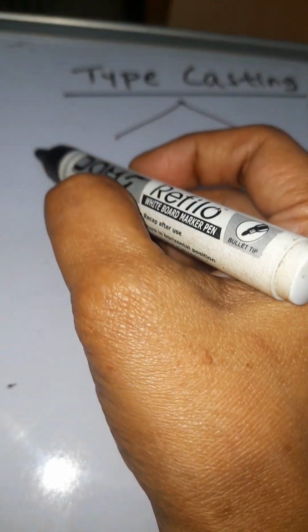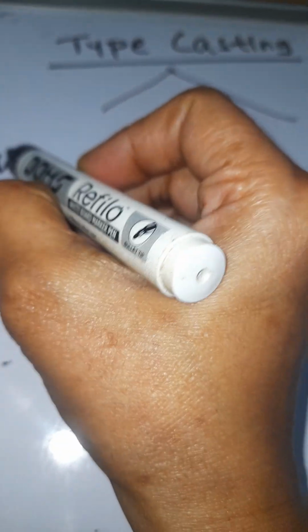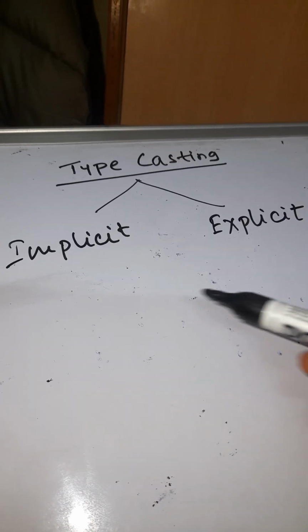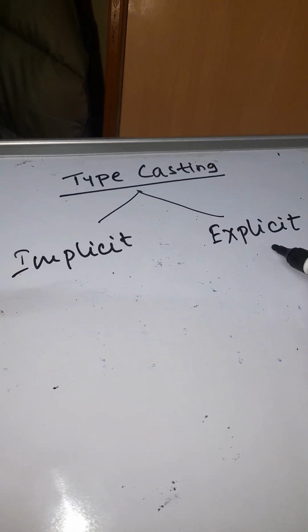So today we will discuss the topic typecasting. What is typecasting? Basically there are two types of typecasting. One is implicit typecasting and the other one is explicit typecasting. First one is implicit typecasting and the second one is explicit typecasting.